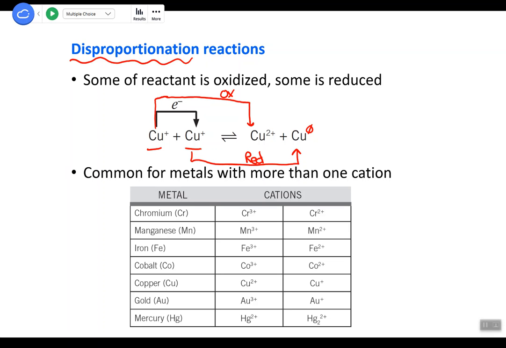Well, we don't just have one atom of copper. We have millions of copper plus ions. Some of those millions are oxidized, some of those millions are reduced. When we come back our next class, we're going to balance this disproportionation reaction.